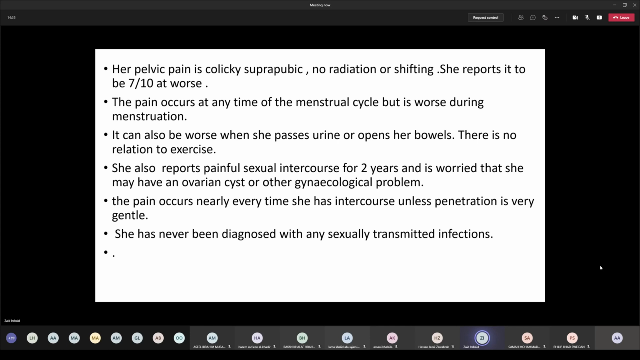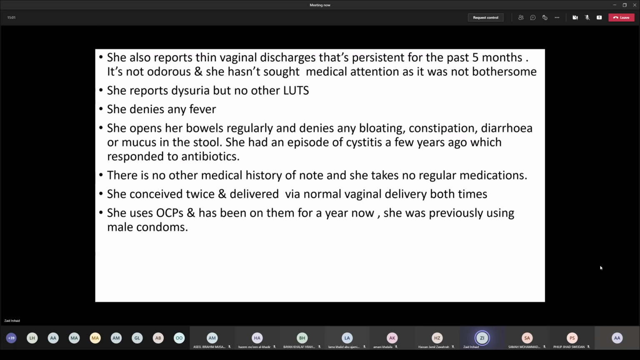exercise. She reports painful intercourse, especially for the past 2 years, and she was worried she might be having an ovarian cyst or other gynecological problem. The pain occurs nearly during every intercourse, unless the penetration is very, very gentle, and she has never been diagnosed with any sexually transmitted infections before. She also reports some thin vaginal discharge that has been present for the past 5 months. It's not odorous, and she has not sought any medical attention because it did not bother her before. She also has some dysuria, no fever.